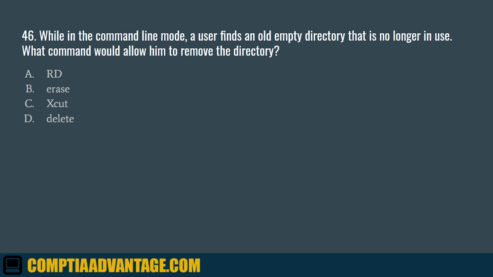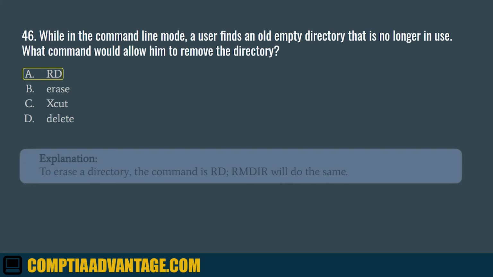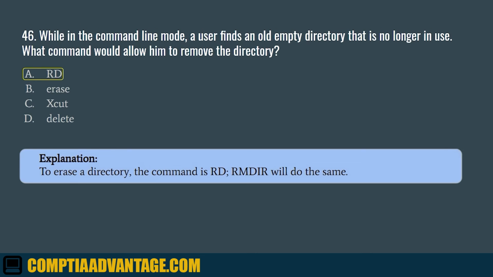Question 46. While in the command line mode, a user finds an old empty directory that is no longer in use. What command would allow him to remove the directory? A. RD, B. Erase, C. Xcut, D. Delete. The correct answer is A. RD. To erase a directory, the command is RD. RMDIR will do the same.